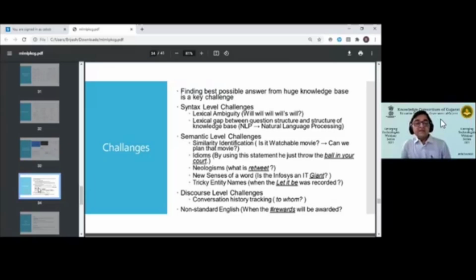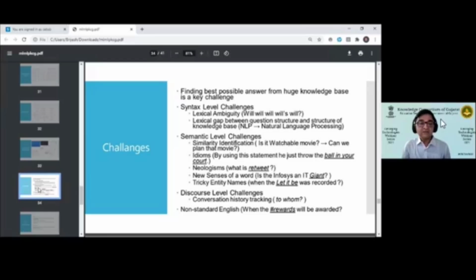What are the challenges in question answering system? Of course, the first one is finding the best possible answer from a huge knowledge base. Remember the example of Bahubali, which I put on Google in the earlier slide? If you ask a question, it gets the perfect answer. So how do you know that the answer is better than the other answer? Or how would the machine know that? So that is a challenge.